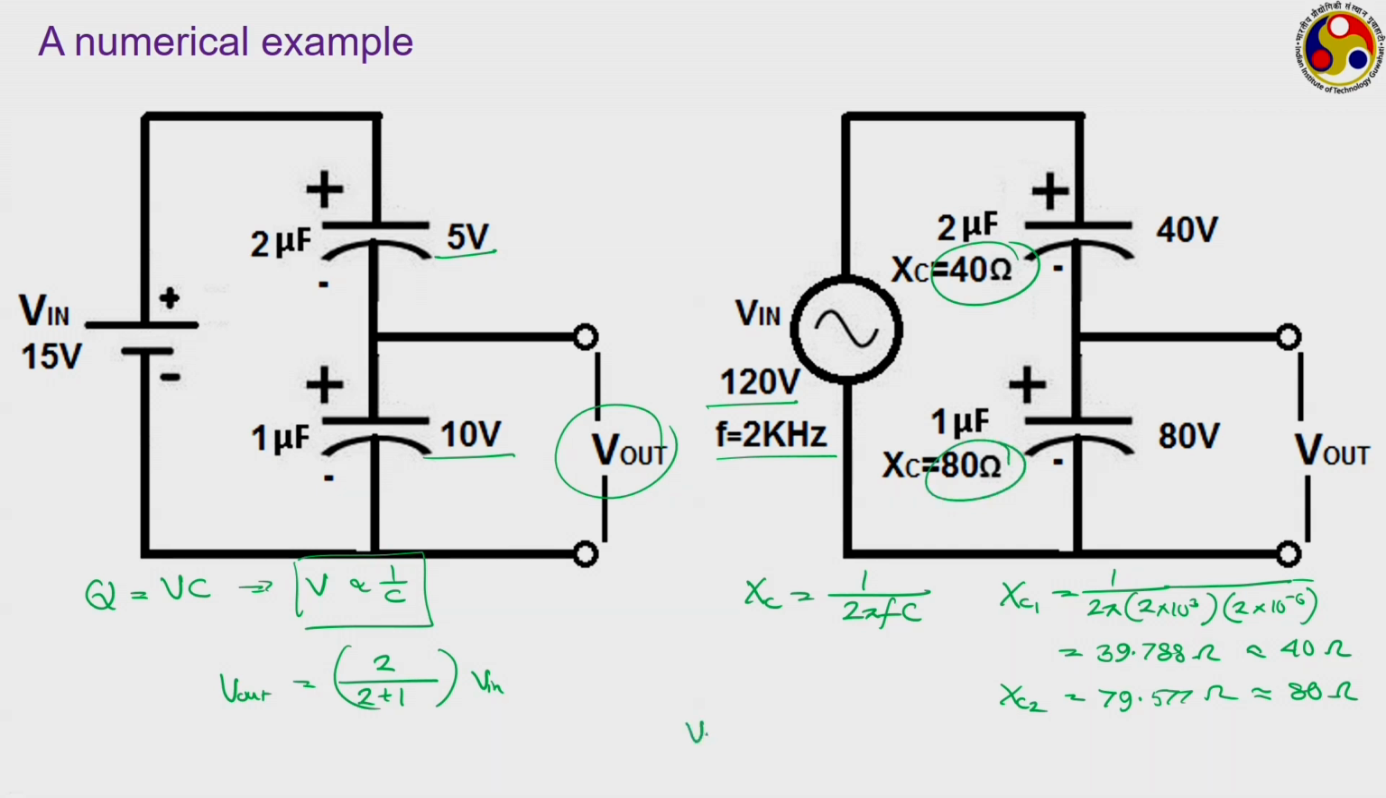So, your V out will be equal to Xc2 divided by Xc1 plus Xc2 into V in. Here Xc2 is equal to 80, Xc1 plus Xc2 is 120. So, that will be equal to 80 volt, or 2/3 of 120 volt. This way we can use the voltage dividing circuits for any kind of measurements.